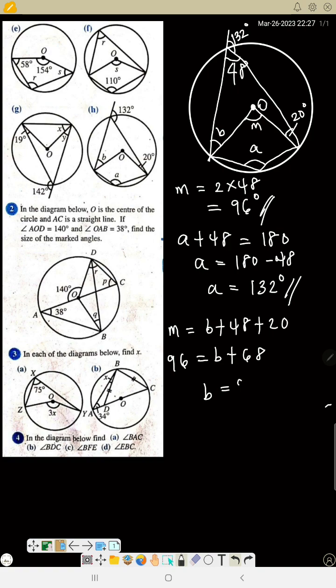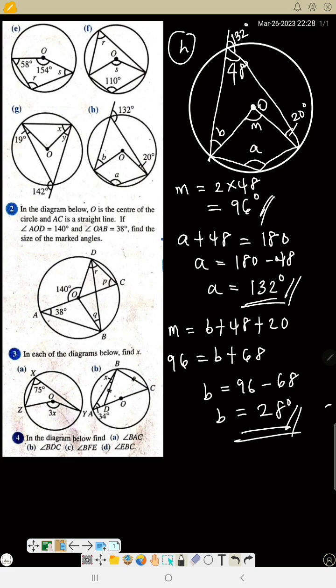So B is equal to 96 minus 68. So B equals 28 degrees. So we have known A and B. So A is this and B is this. So this is H. So now the next question.